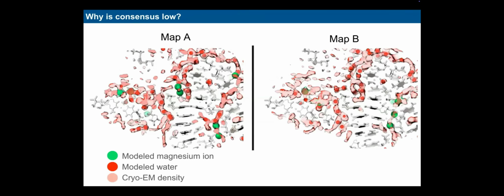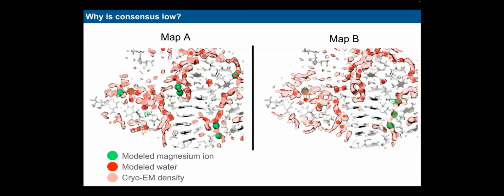So we went back to the map and tried to figure out if this was true. What I'm showing here are these darker dots in green and red, which are the actual modeled waters and magnesiums respectively. And then the red density is other cryo-EM data that was not modeled. So what you can see is in regions of disagreement, such as this top right-hand corner, where map A has a water modeled and map B does not, the maps essentially look very similar in most regions of disagreement.